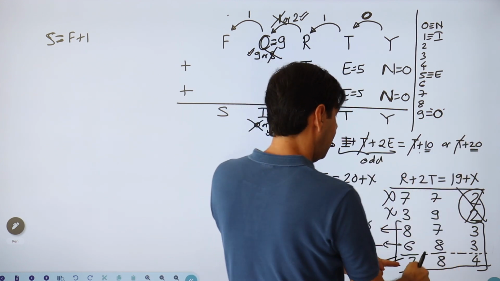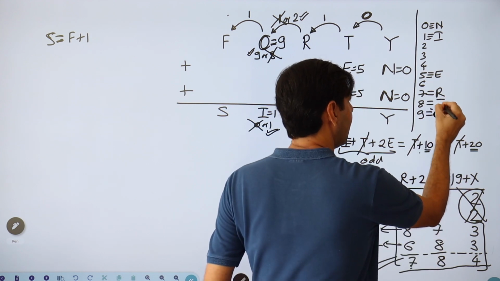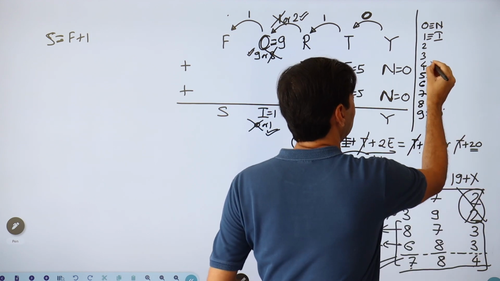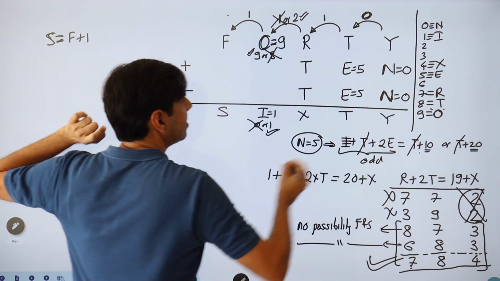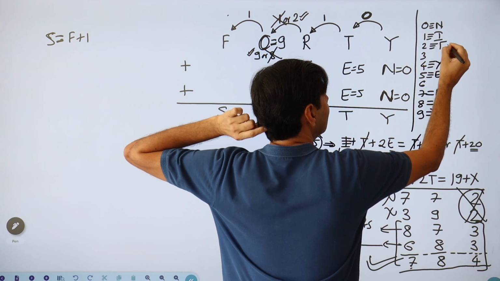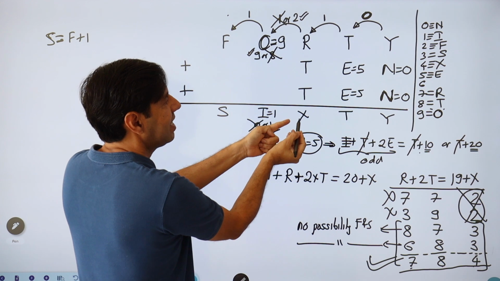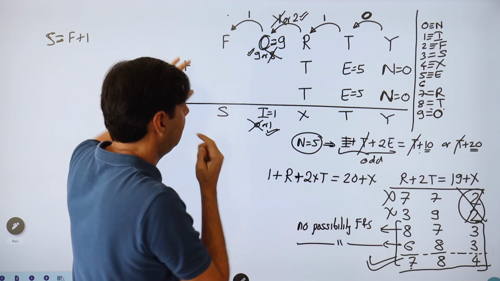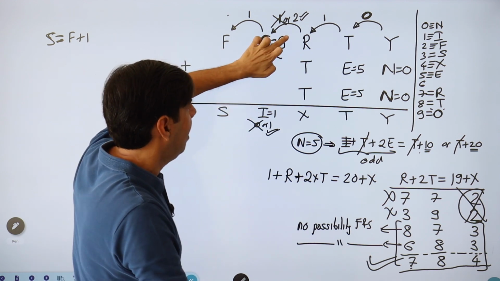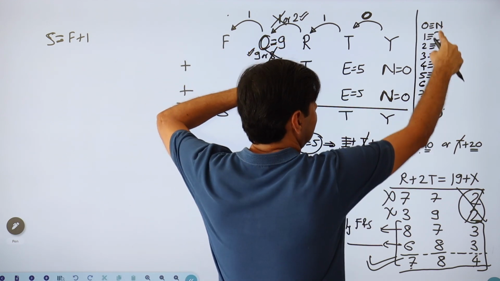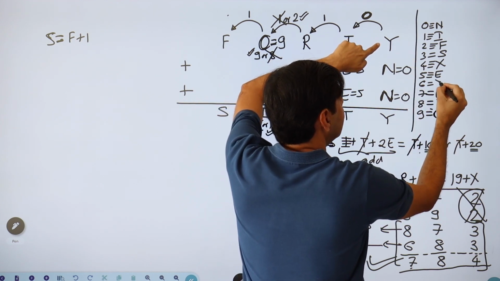So let's put it down. R is 7, T is 8, and X is 4. And then we have F and S. F is smaller, S is bigger. So this will be F, this will be S. X is done. What have we left? We have got an F and S, an O, an I, R and T. Y is left. So Y has to be 6.